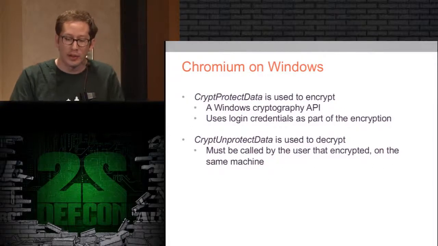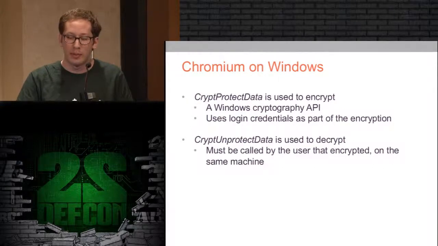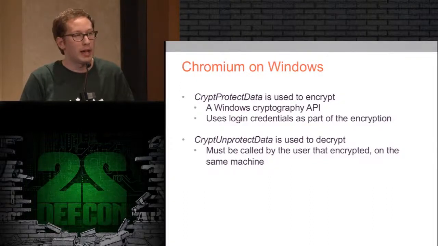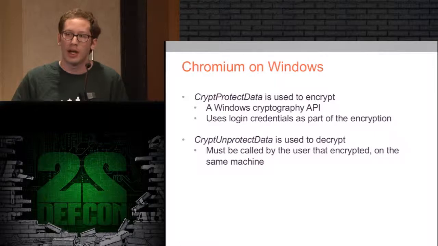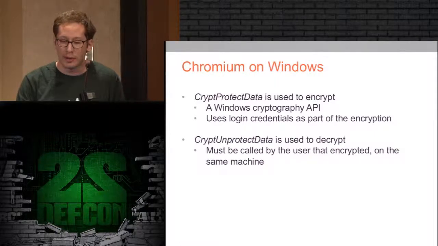Windows is encrypted, so it uses the CryptProtectData function to encrypt cookies for Chromium on Windows. And that's a Windows crypto API. So it's part of the sort of system library, it's standard stuff for Windows. And it uses login credentials as part of the encryption. So if you just have access to someone's computer powered off, you need their login credentials to decrypt the cookies. Whereas on Linux, that's not the case. You can just decrypt them on any machine. So CryptUnprotectData is sort of the twin function of CryptProtectData, and you must call it as the same user that encrypted, on the same machine.